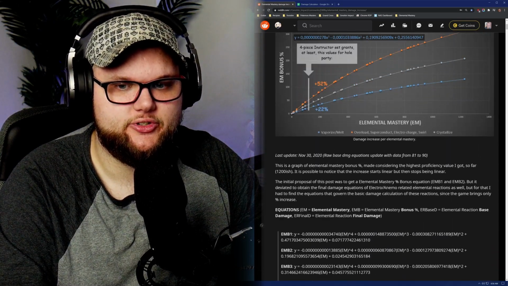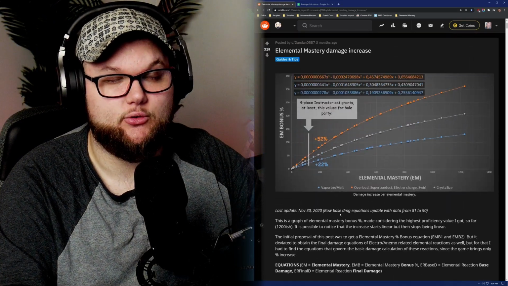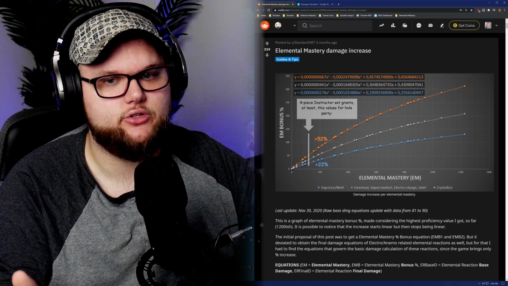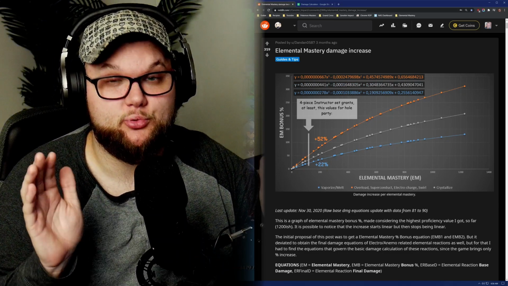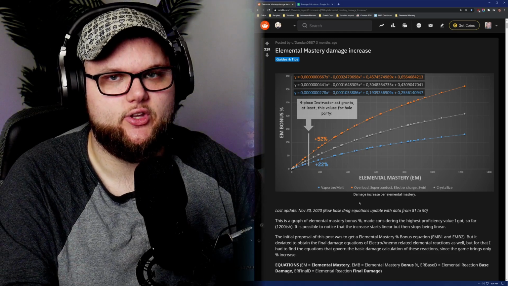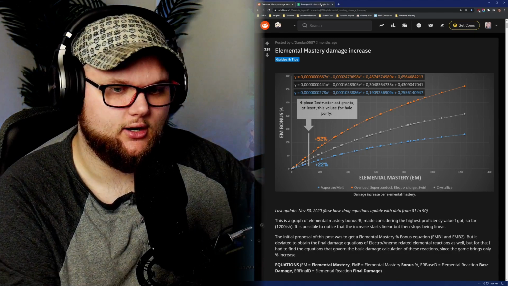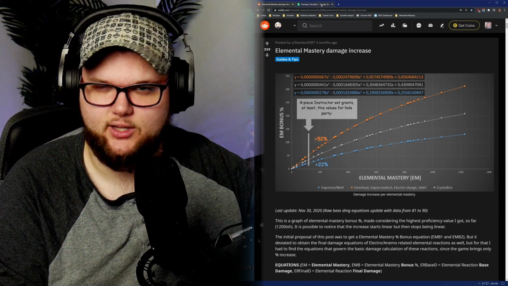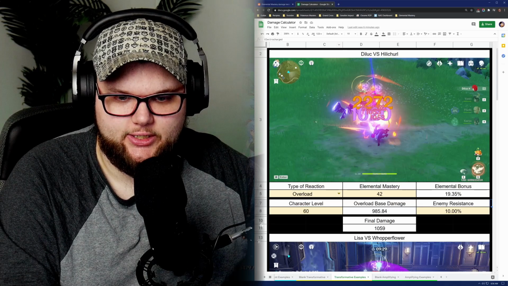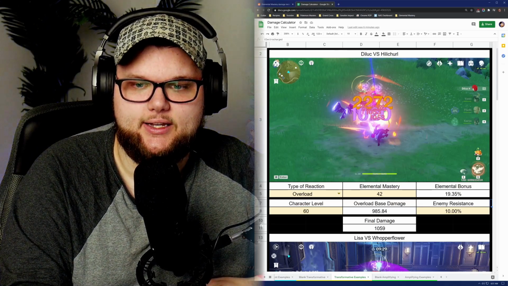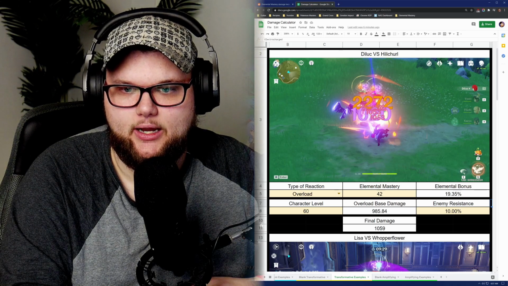So for some of the numbers that you put in, you may get roughly 10 points of damage difference between the spreadsheet and what you actually have in game, but it should be close enough that you can rely on it to tell, all right, if I increase my elemental mastery right here, how much more damage am I going to do versus a level, stuff like that. So if we take a look at a couple of these examples here, we have Diluc versus the Hilichurl. Now these guys are being inflicted by overload.